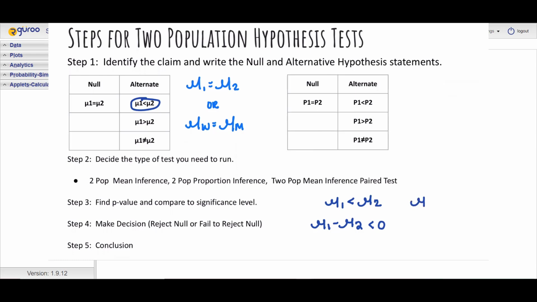If the mean of the first population is greater than the mean of the second, when I subtract mean 1 minus mean 2, I should get a positive number, which means it would be greater than 0. So you're still using the less than and greater than signs like you would before, but the number that you're going to put in for these is 0. And the same thing, if you're using the not equal to sign, you would use the not equal to sign here.